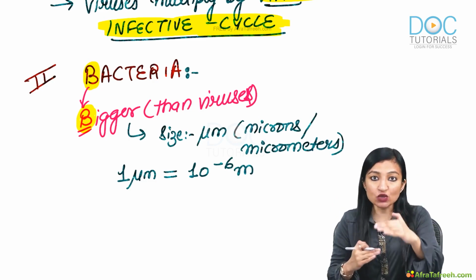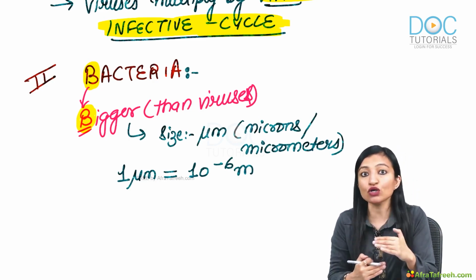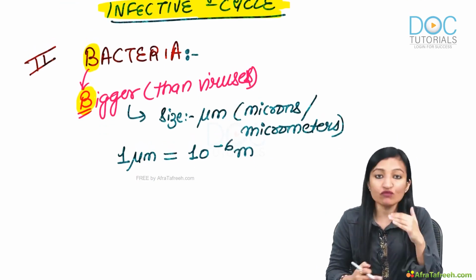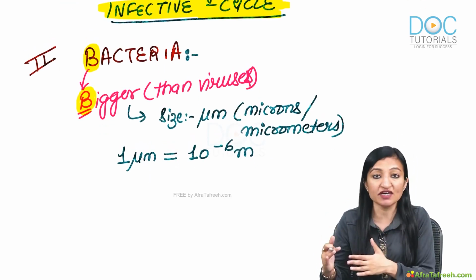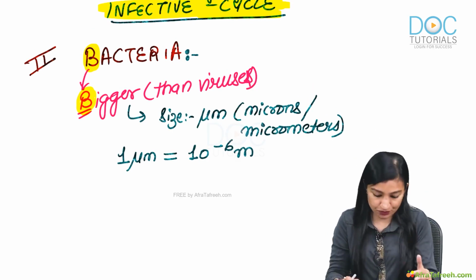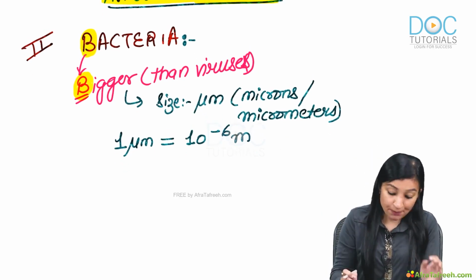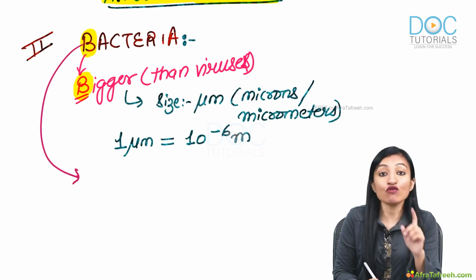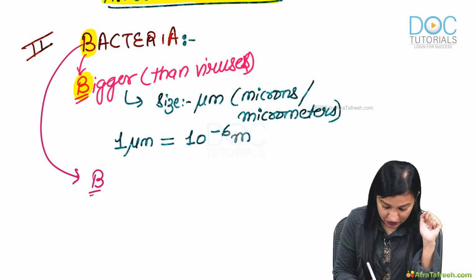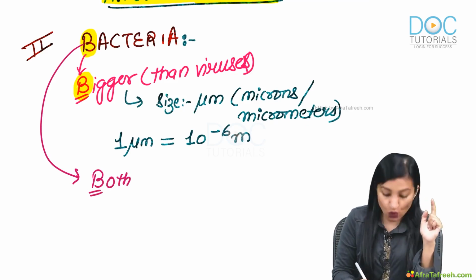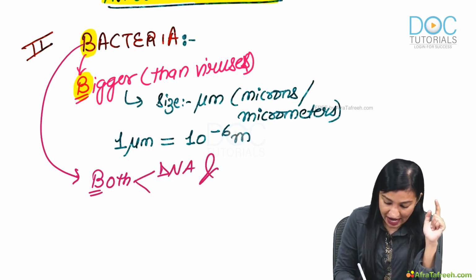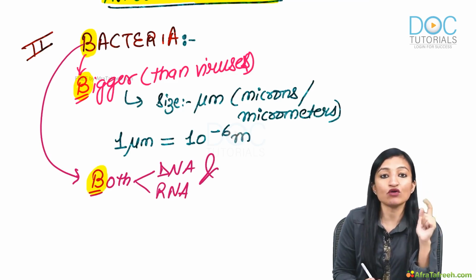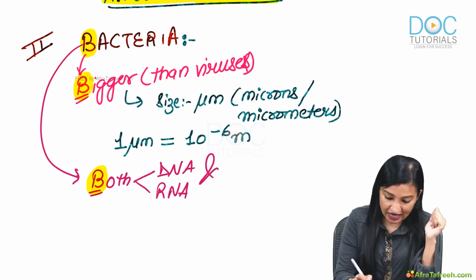So guys, as you are watching this video module, I would want all of you to remember the stuff along with me. We'll not only make notes during this video module, but we'll memorize also. So remember, B for bacteria, B for bigger than viruses, and B for both. Bacteria have both DNA and RNA, unlike viruses. So B for bigger, B for bacteria, B for both DNA and RNA.